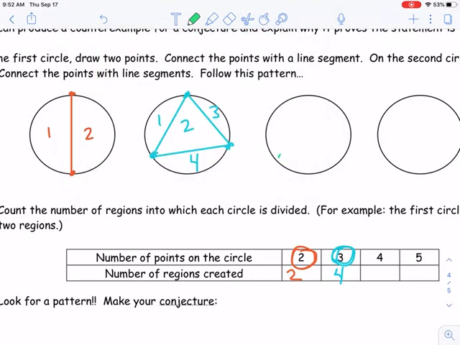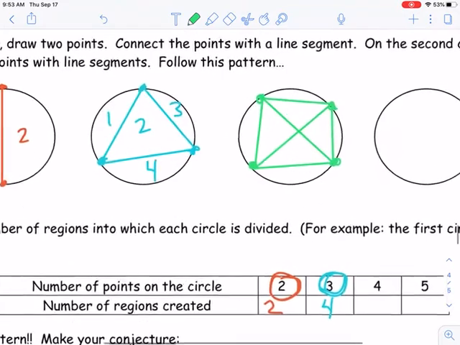Next, we got to make sure we pay attention. We're connecting all the dots to all the dots. So that dot connects to that dot. That dot connects to that dot. That dot connects to that dot. That dot connects to that dot. That dot connects to that dot. That dot connects to that dot. Whew. That's a lot right there.